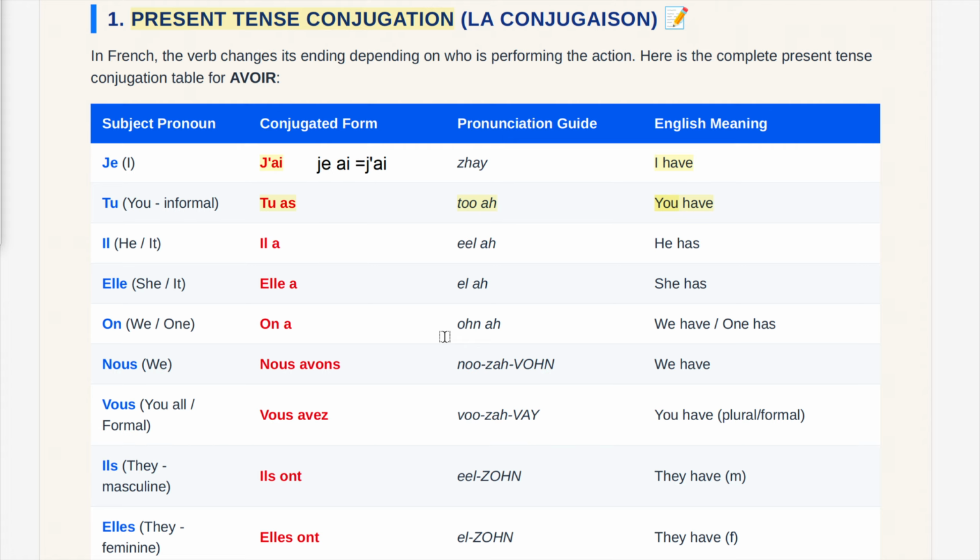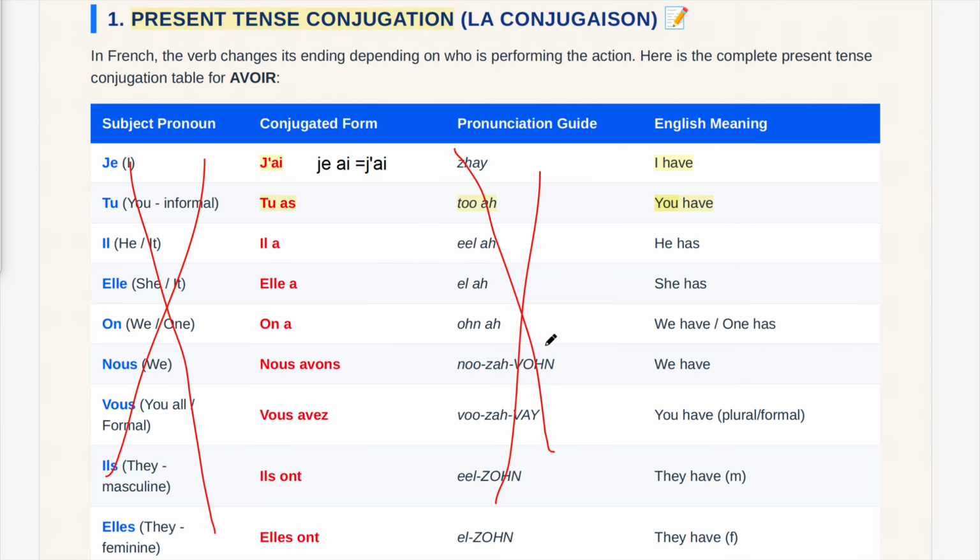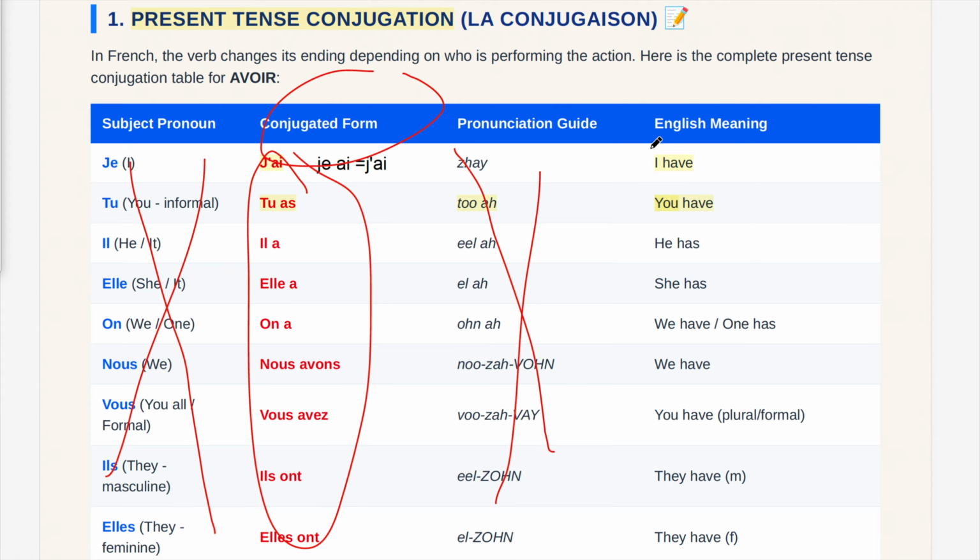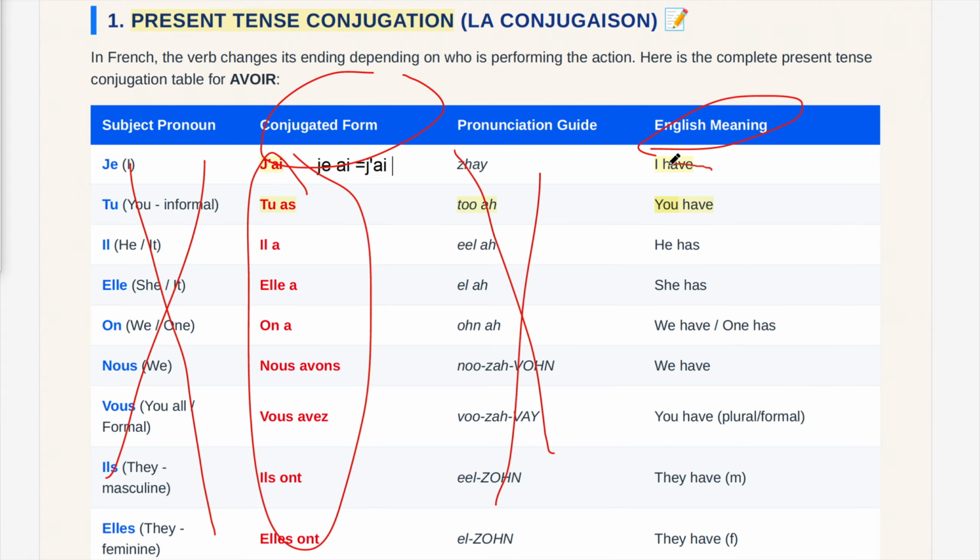So I hope you must have taken the screenshot or the notes. You don't have to write this thing, the pronunciation guide. You don't have to write down this thing, and you don't have to write down this thing also, because this we already know and the pronunciation we'll obviously be doing. So what you have to write down is the conjugated forms, and you have to write down their meaning. It should be like that. Only these two things you have to write down. You don't have to write down this.